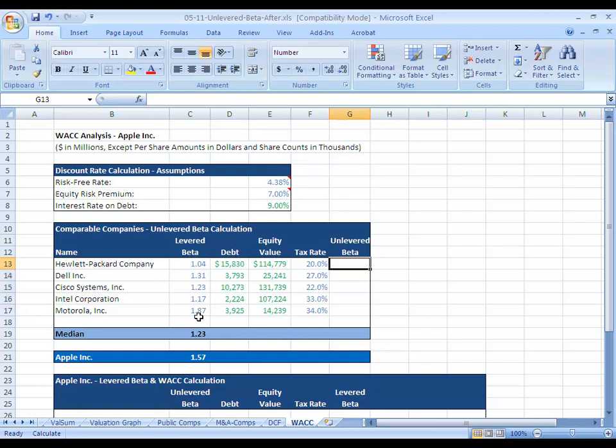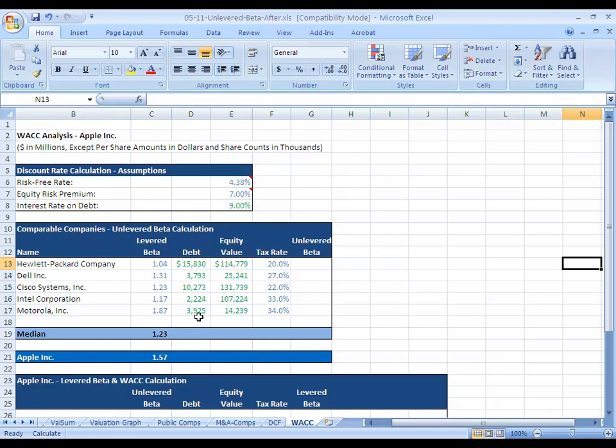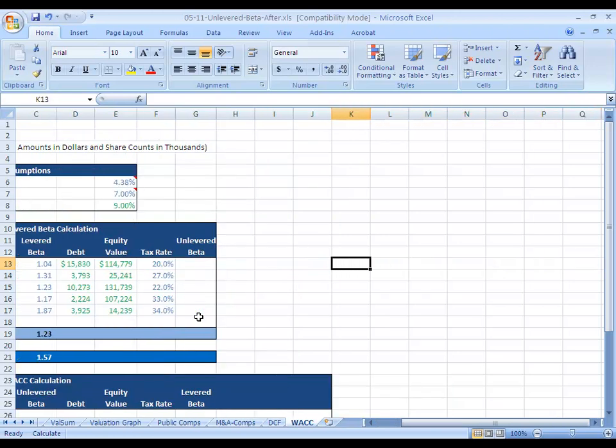Now, rather than giving you the formula right away for figuring out unlevered beta based on levered beta, debt, equity value, and tax rate, what I'm going to do instead is walk you through intuitively how this formula works and how the concepts of levered beta and unlevered beta are related. So I would think of it like this.